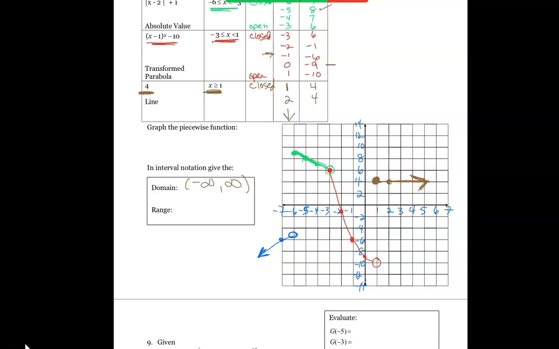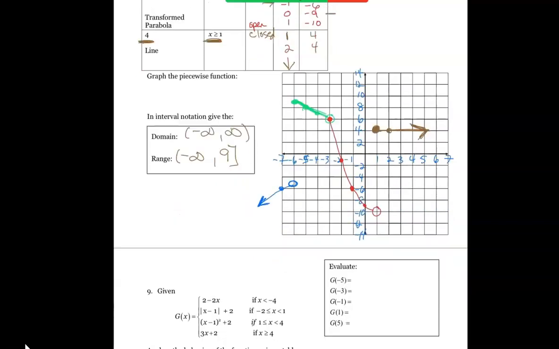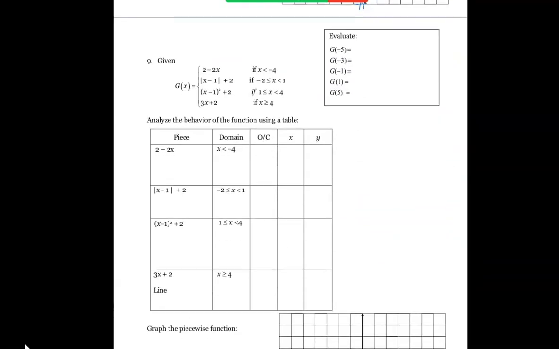So my range is going to be from negative infinity up to 9 inclusive. Okay, there's no arrowhead on that green section, so therefore I have to stop at the edge, and the edge is at negative 9. All right, here's another one to do.